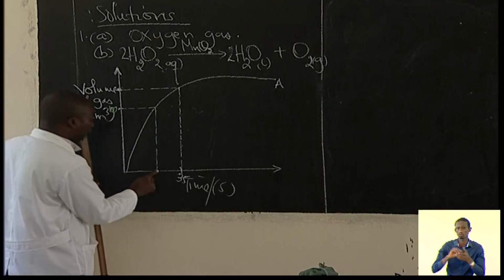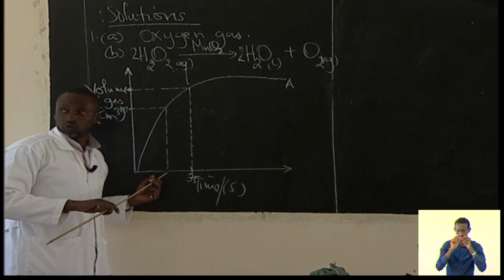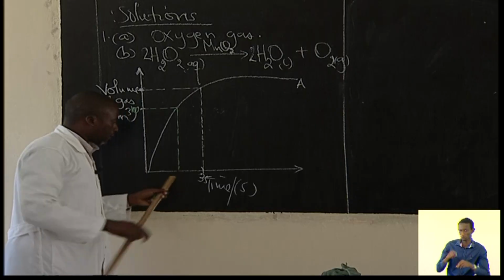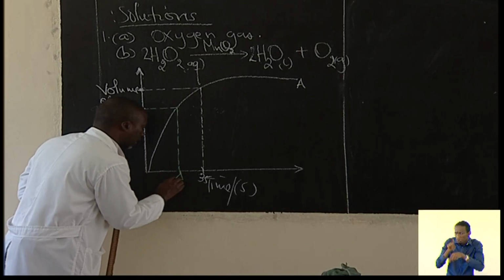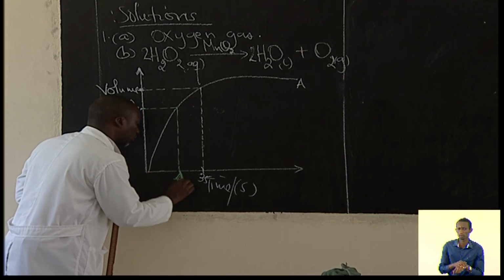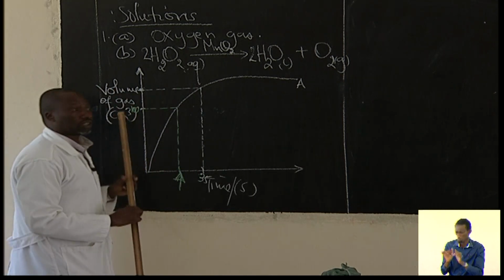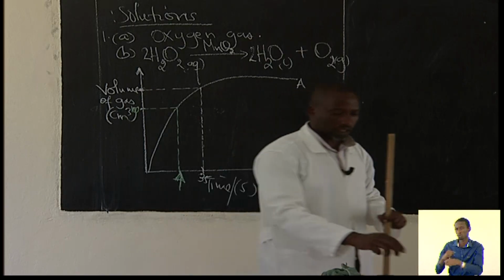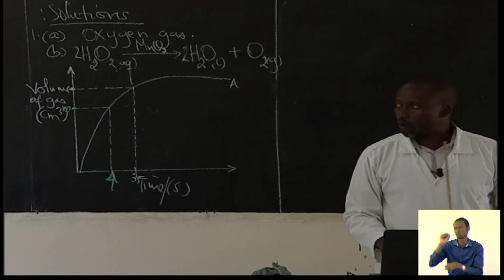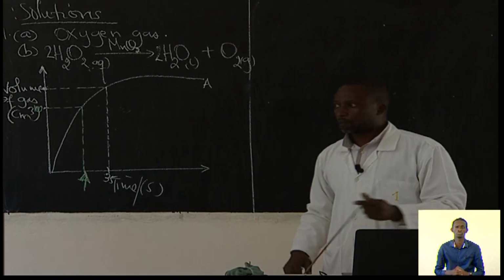So this is the time. Now you read the time that is used. You read this time here. This is the time that is required to produce 100 cubic centimeters of the gas, because the cubic centimeters of the gas is over there. So that is what you were expected to do.